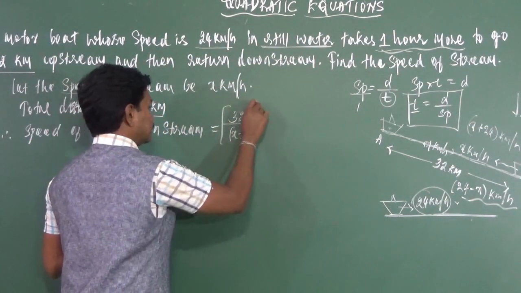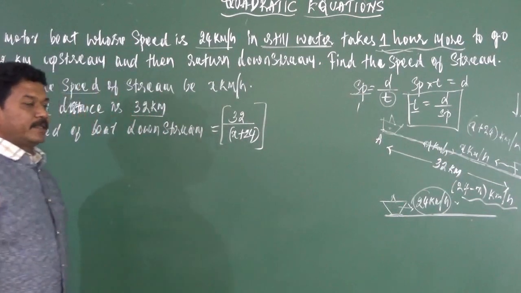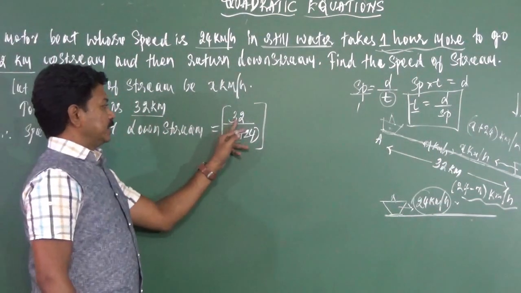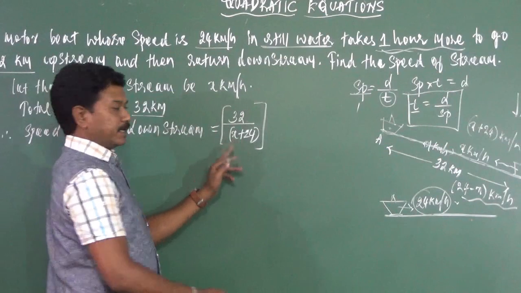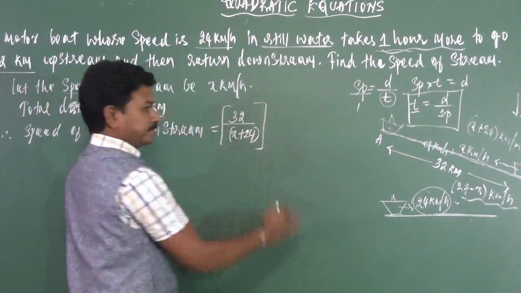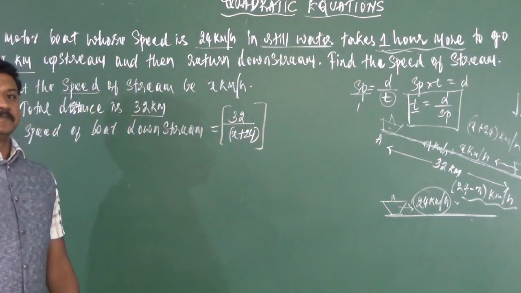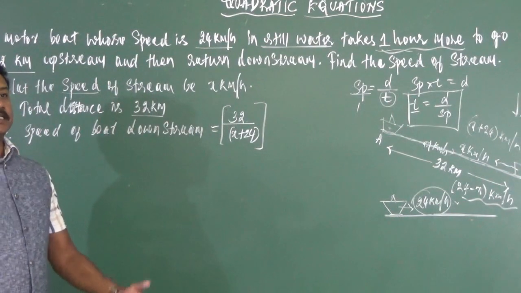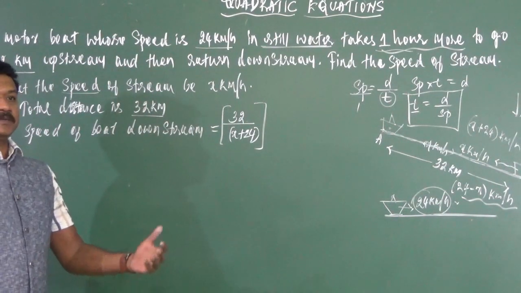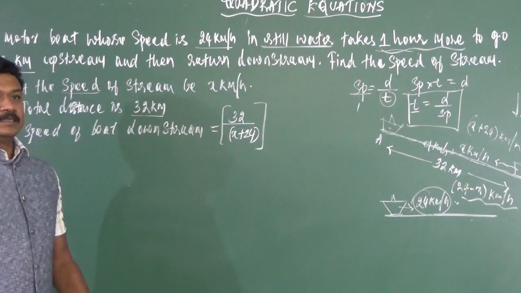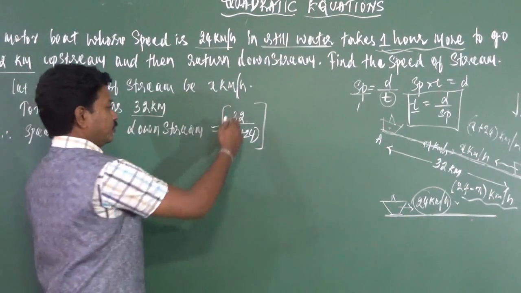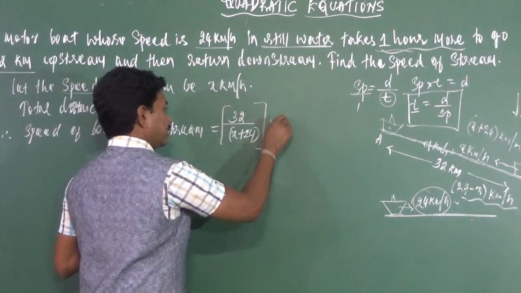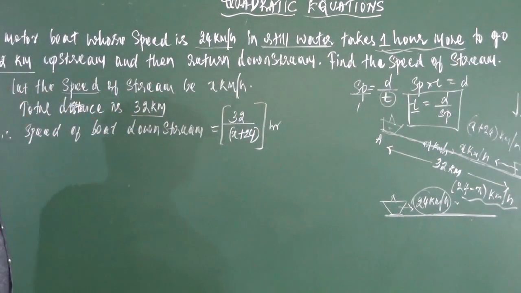So what is this actually? I am not asking you what this is, I am asking you what that fraction is. The fraction is time. It's in hours, right? So 32 by x plus 24 is some hours. We do not know what it is yet. We will see that.